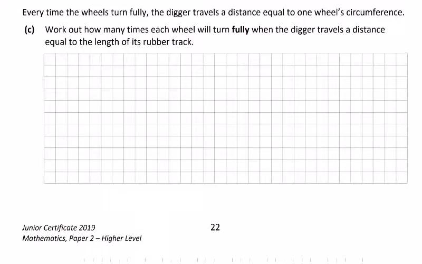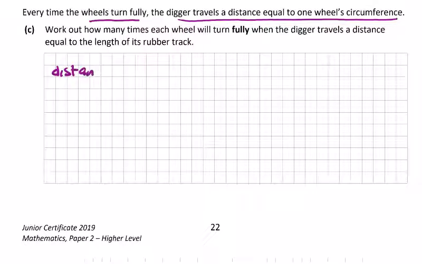Part C: every time the wheels turn fully, the digger travels a distance equal to one wheel's circumference. Well, that distance, one wheel circumference, was 25.1. So work out how many times each wheel will turn fully when the digger travels a distance equal to the length of its rubber track. That was the previous part, the length of the rubber track.